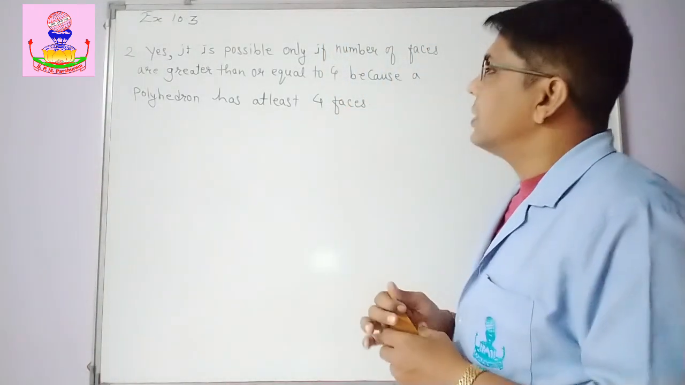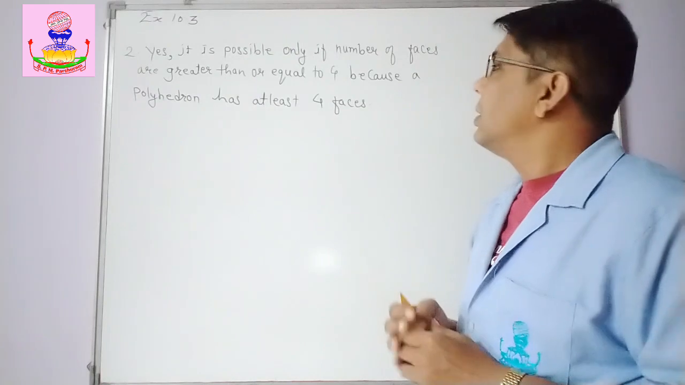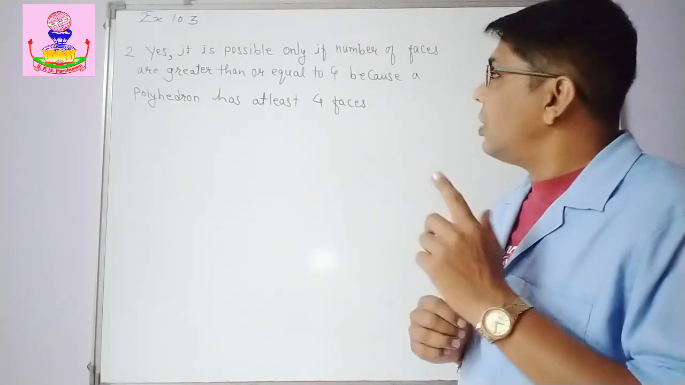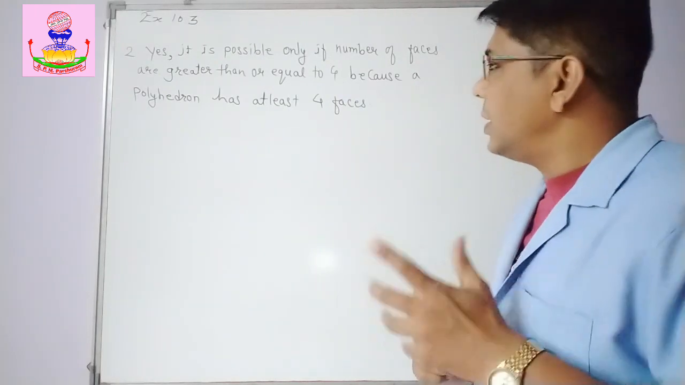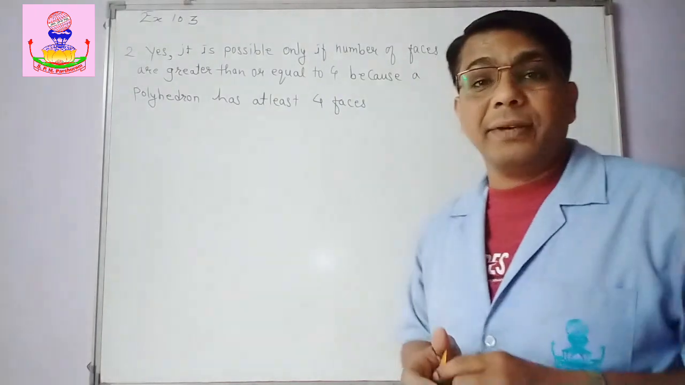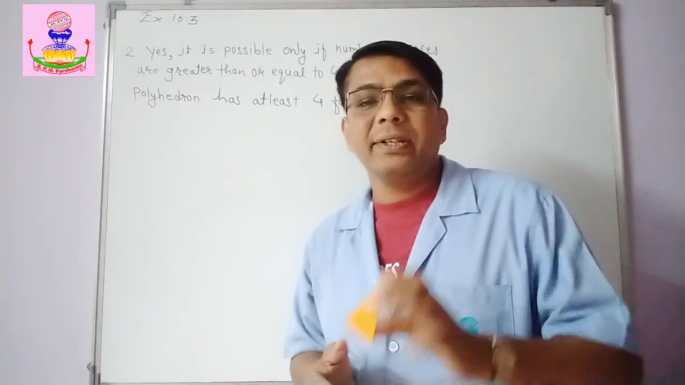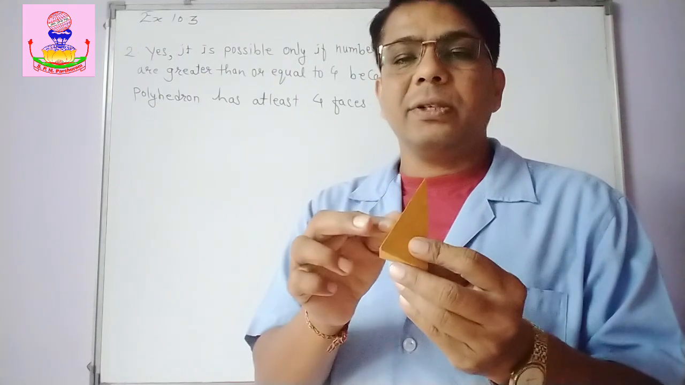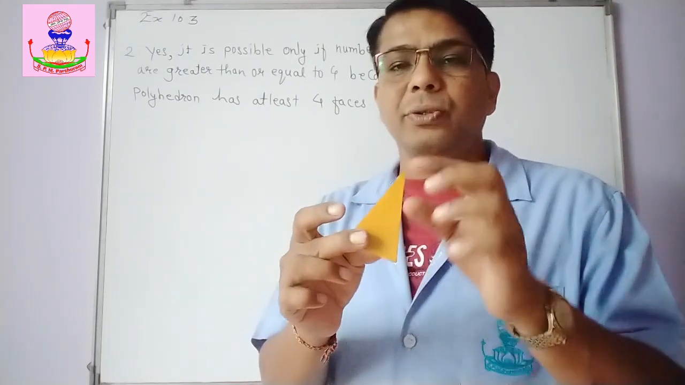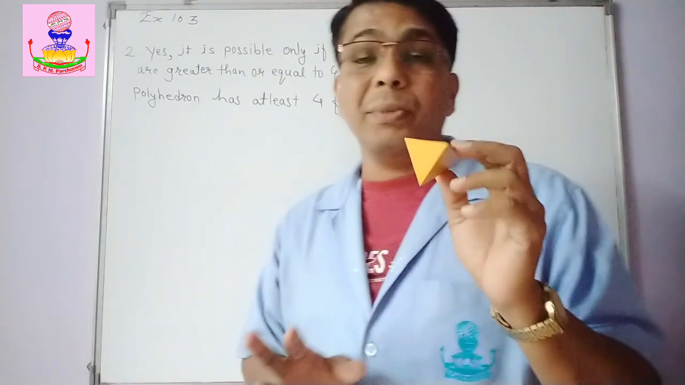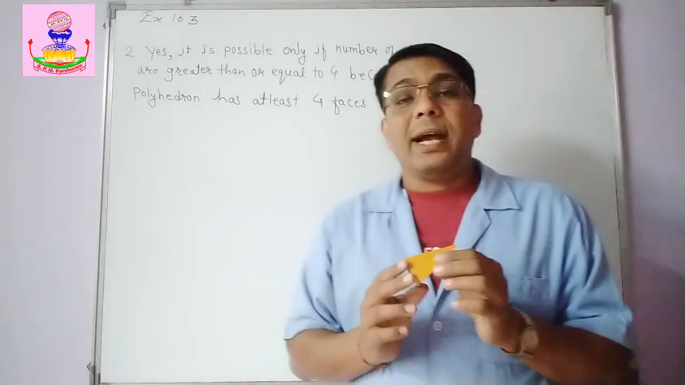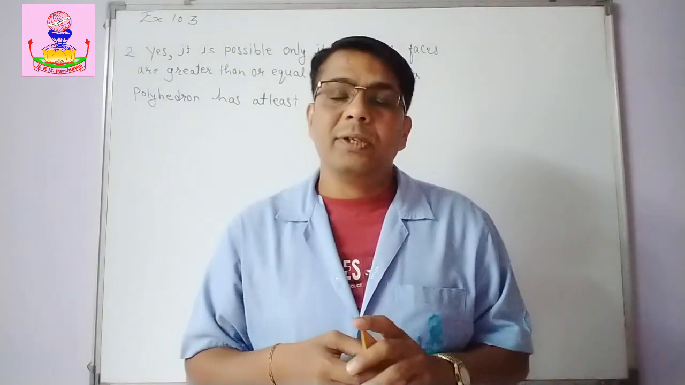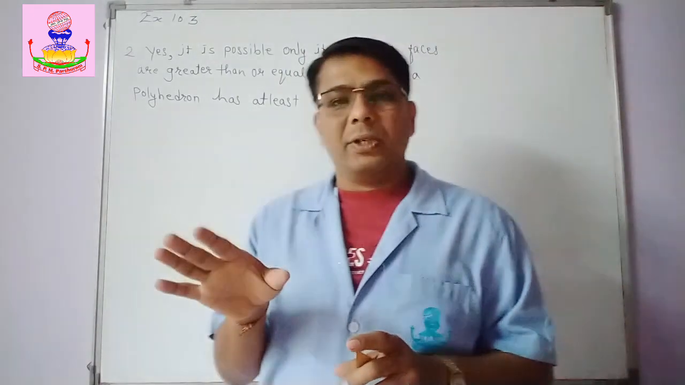So this is the answer. Yes, it is possible if the number of faces is greater than or equal to 4, because a polyhedron has at least 4 faces. And they have said think of the triangular pyramid, and I have shown this triangular pyramid. How many faces? 1, 2, 3, 4. There are 4 faces, minimum 4 faces. So if 4 faces are there, then it is possible. Less than 4, it is not possible.